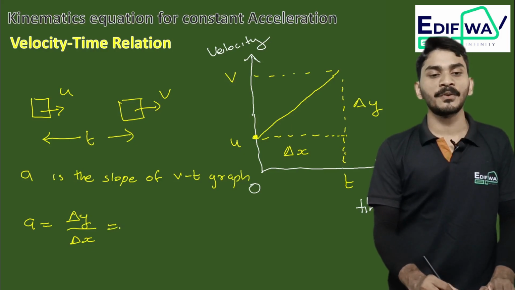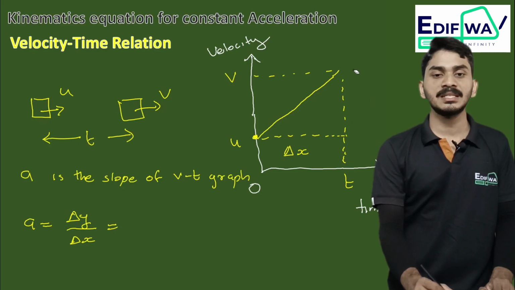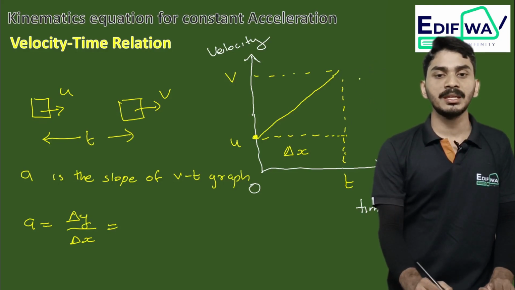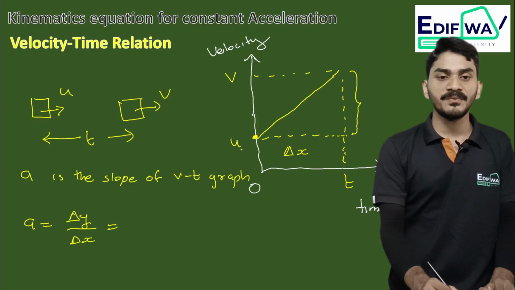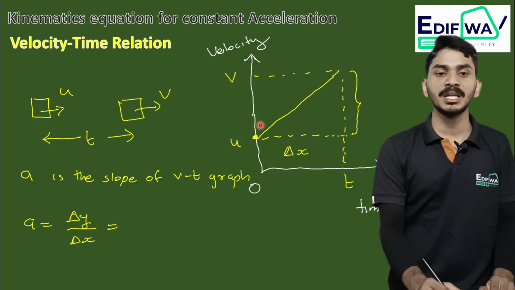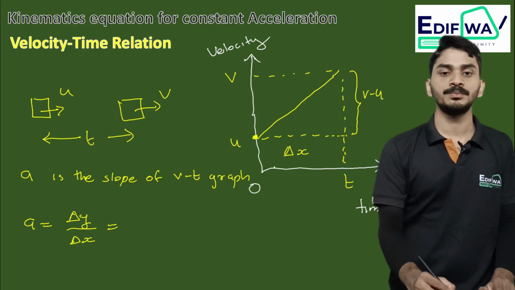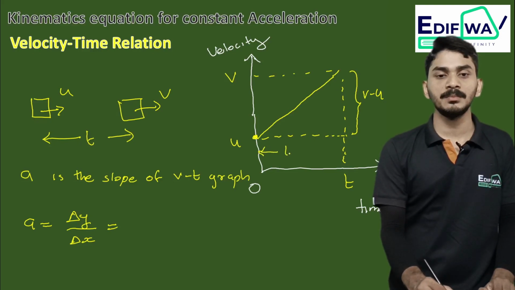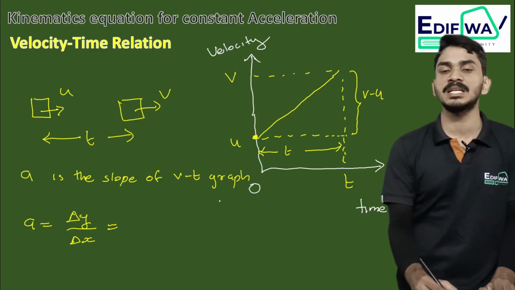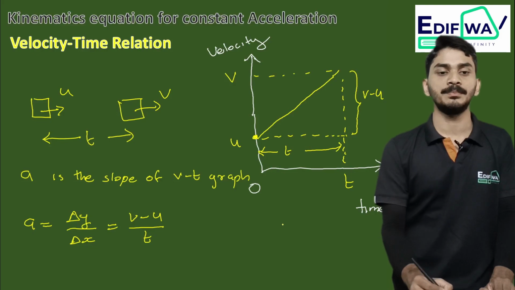Now from here, what is delta y? This is your delta y, and that will be v minus u. Am I right? We'll get this as v minus u. And what about delta x? Delta x is the time, right? So that time is basically t. So here it becomes v minus u by t.